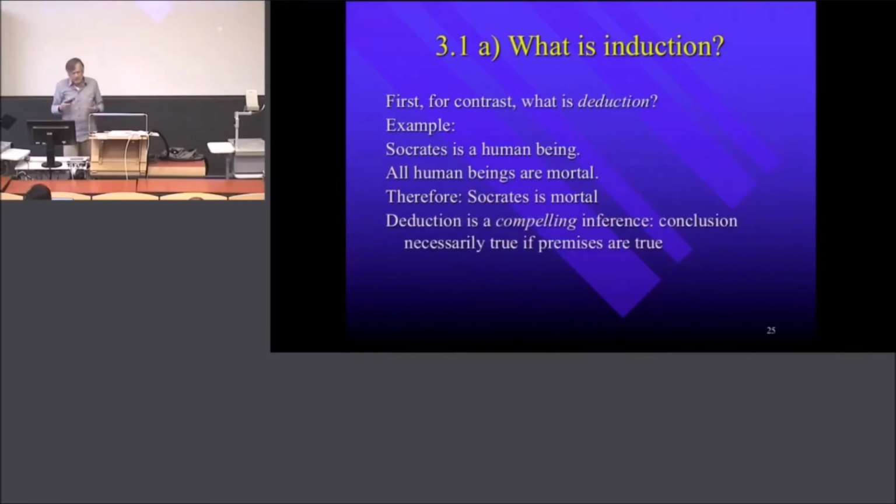The fundamental thing about deduction is compelling inference. It's absolutely mandatory. You can't avoid it. If you accept the premises, you've got to accept the conclusion. There's no alternative to that. The conclusion is necessarily true if the premises are true. I call it the truth transfer. In a logical deduction, the truth that sits in the premises is transferred to the conclusion, necessarily. Nothing gets lost.